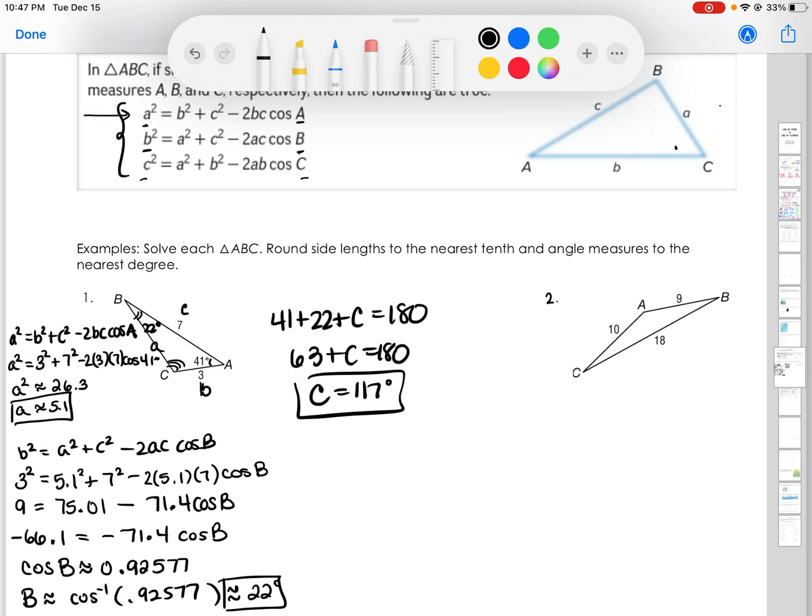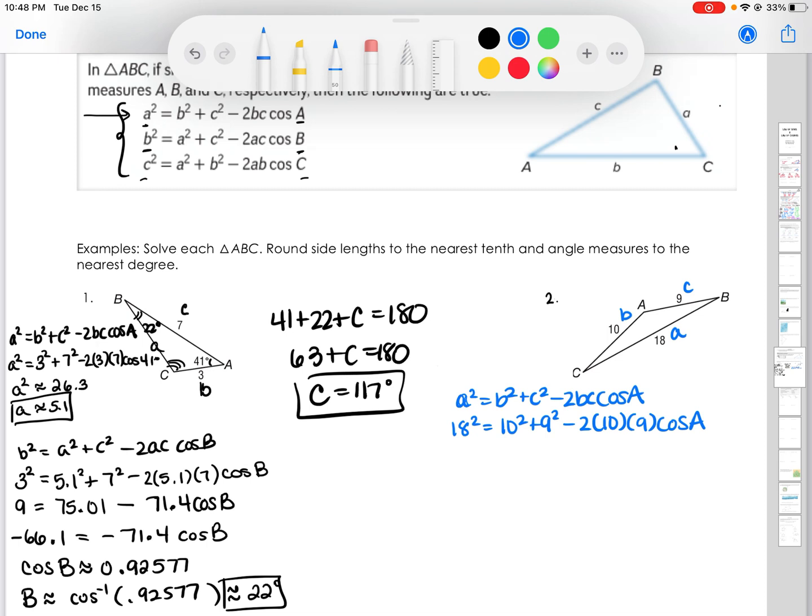Now in example 2, this time we're given 3 sides instead of being given an angle at all. So it's really a choice, which angle do you want to start by finding? It makes no difference. Any of these equations will work because I know all of the little variables. I just don't know the capital. So it's up to you. I'm going to start with A just to go alphabetical. So we have A squared is equal to B squared plus C squared minus 2BC cosine of A. And we're going to put in what we know. So that's 18 squared is equal to 10 squared plus 9 squared minus 2 times 10 times 9 cosine of A.